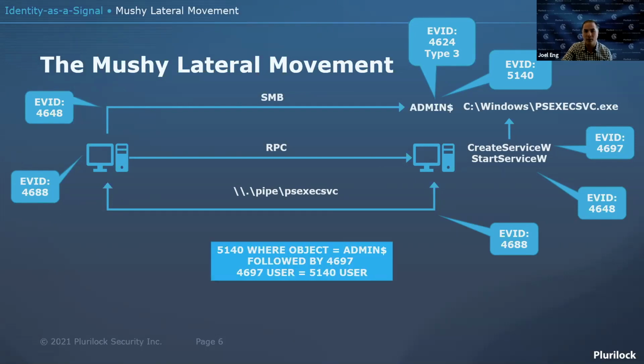And so what I would probably do is go with the 5140 to an admin share. That's not something that happens very often, followed by a service being installed where the user is the same between the two events. And this is a good signature, mainly just because, again, this doesn't actually happen very often. If you do use this kind of rule, there's a very good chance you're only going to detect psexec usage.